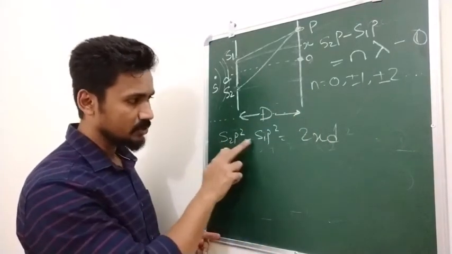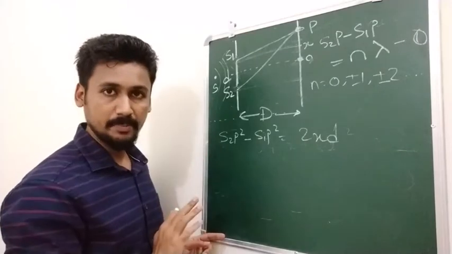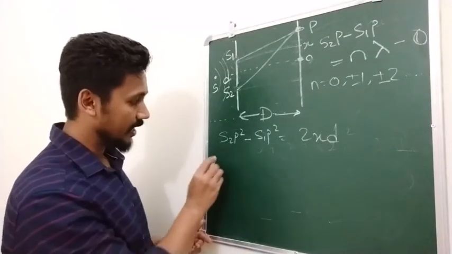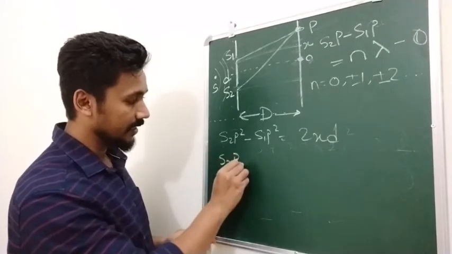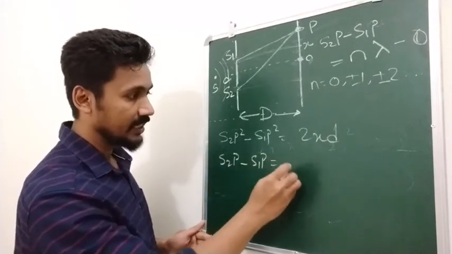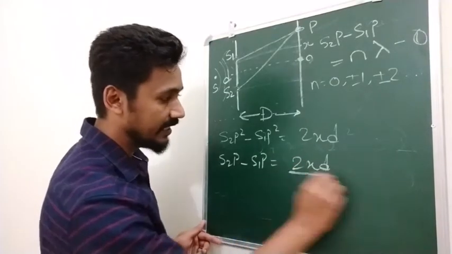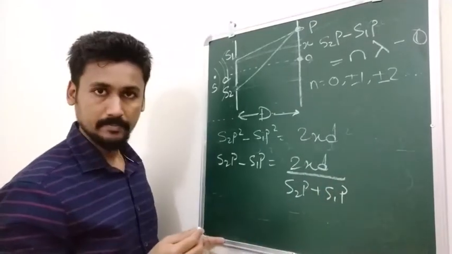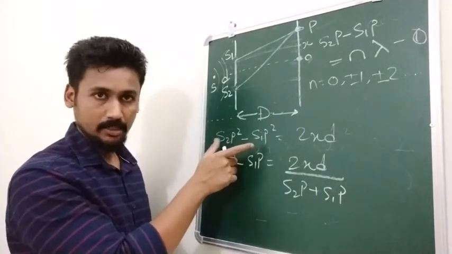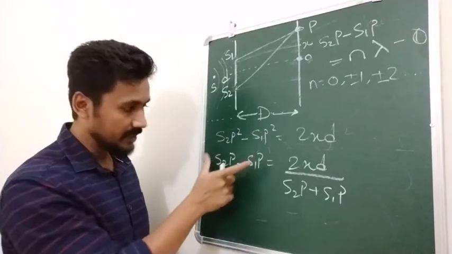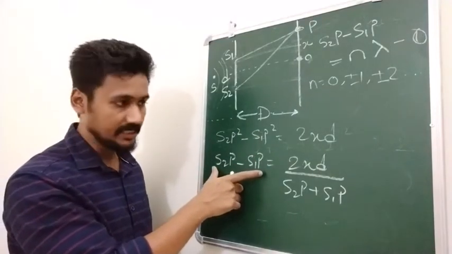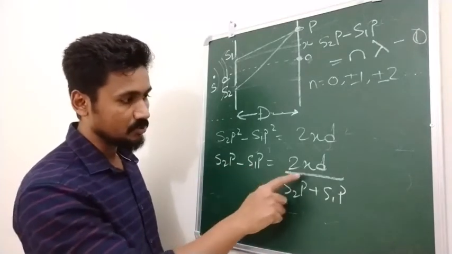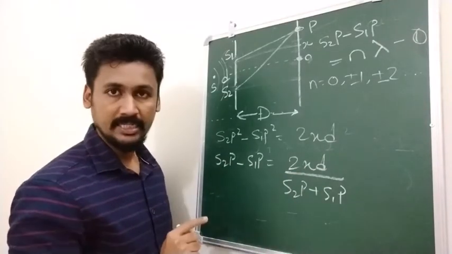So this is nothing but a square minus b square. How much is a square minus b square? It is equal to (a plus b) into (a minus b). So you can write this as S2P minus S1P equal to 2XD divided by (S2P plus S1P). I have expanded this. We wrote it as (a plus b) into (a minus b). A minus b we kept on the LHS and a plus b we put on the RHS. Fine. So you got S2P minus S1P as 2XD by (S2P plus S1P).